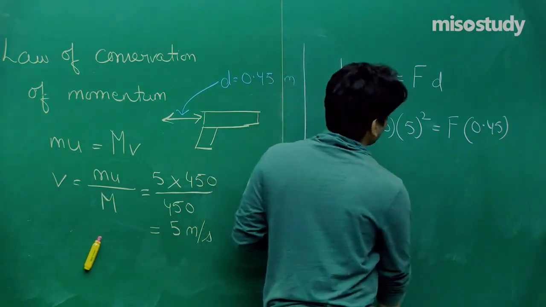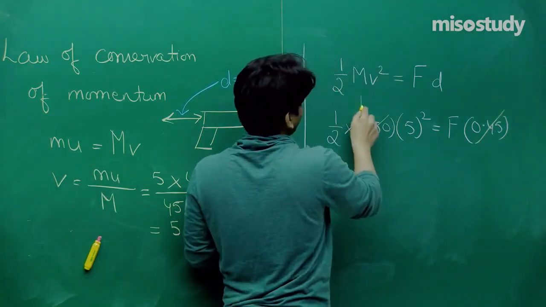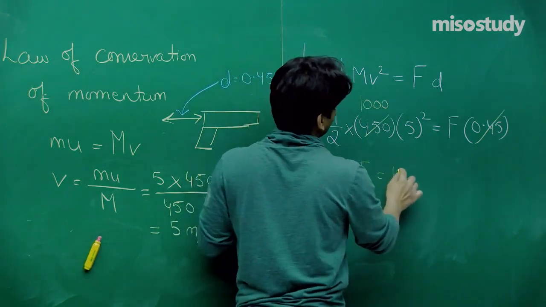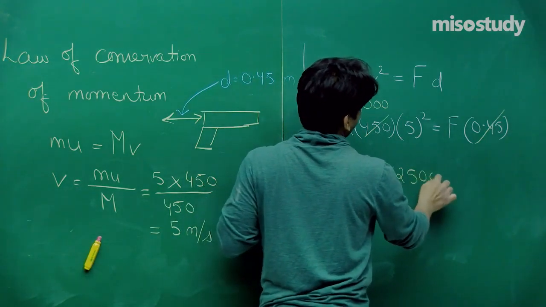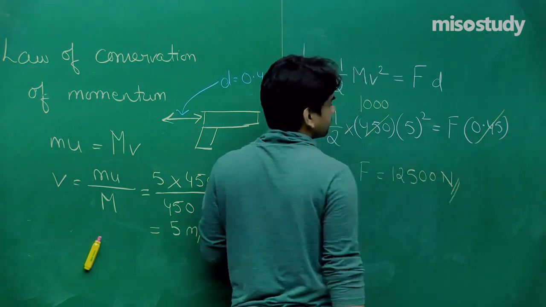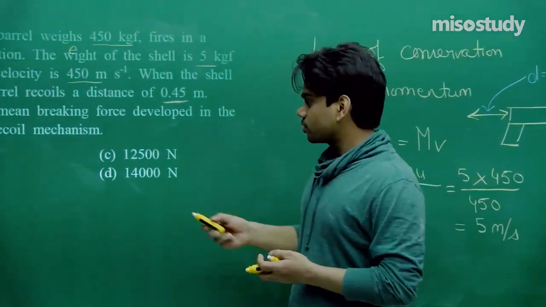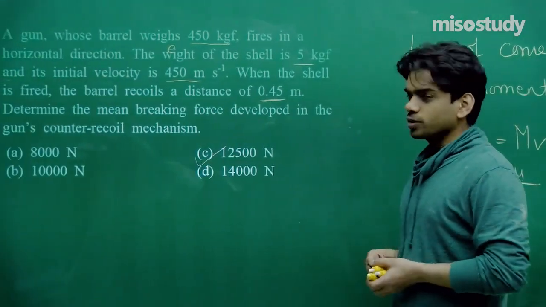Now see, this will go 1000 times, and now you will be getting F equal to 12,500 Newton. Let's check with the answer. The option that is matching is option number C, 12,500 Newton.